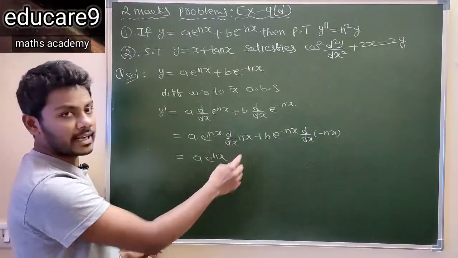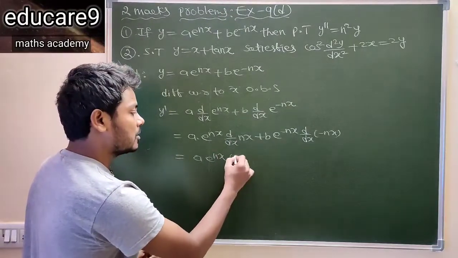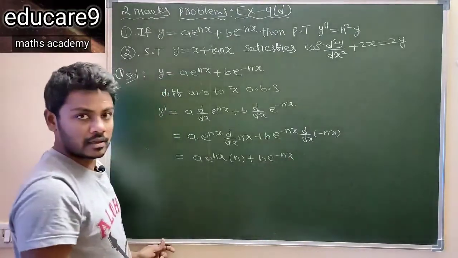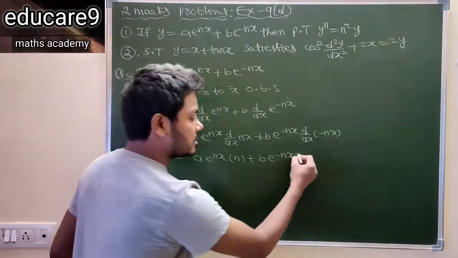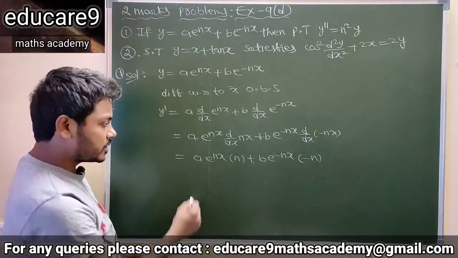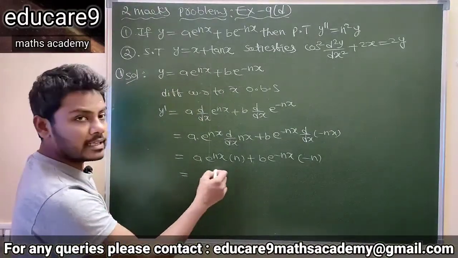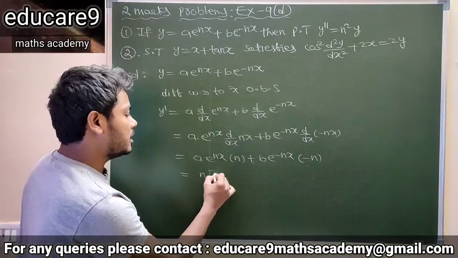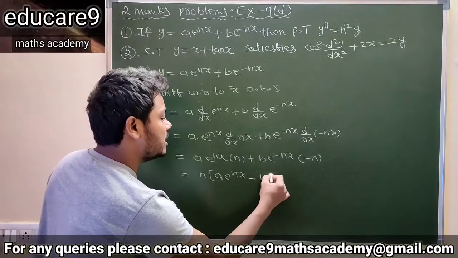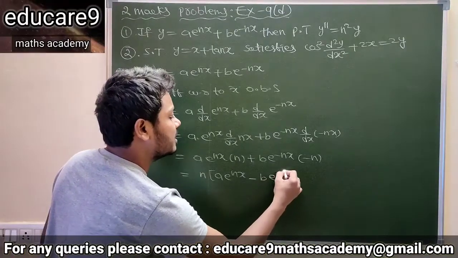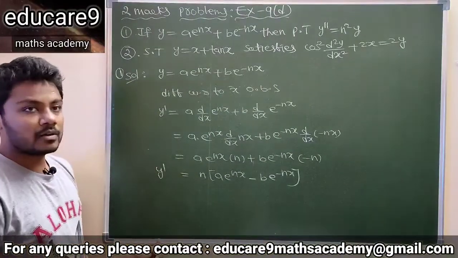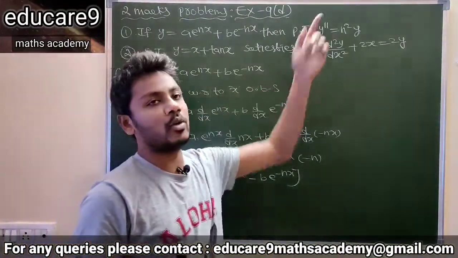So this is a into e power nx. So the derivative of nx is what? n, plus b e power minus nx, and the derivative of minus nx, that is minus n. In both terms n is common, so what you get? n into a e power nx minus b e power minus nx. So this is y dash, but you need to find y double dash.